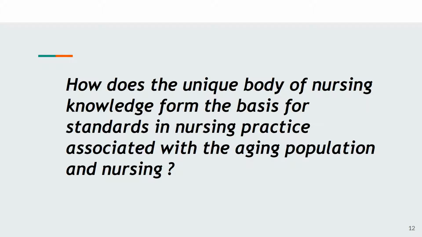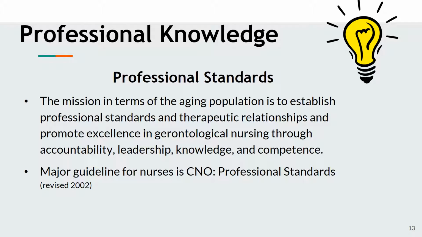So now we're going to explore how the unique body of nursing knowledge forms the basis for standards in nursing practice associated with the aging population. So first we're going to look at professional knowledge. The goal when dealing with older populations is to establish professional standards and therapeutic relationships in order to promote optimal health. This can be done through proper accountability, leadership, knowledge, and competence as explained by the CNO professional standards.